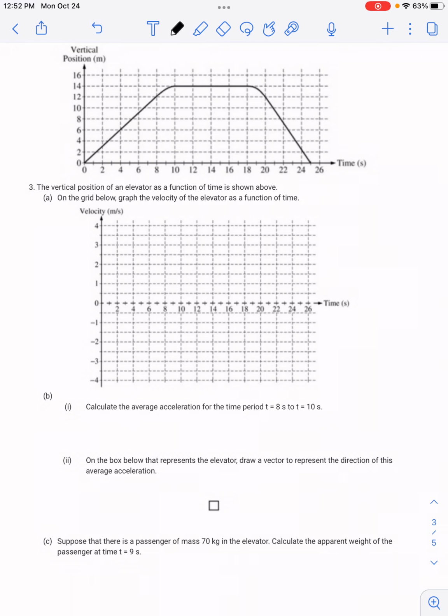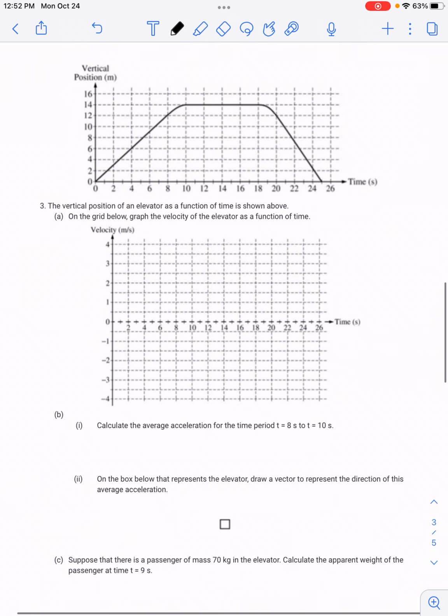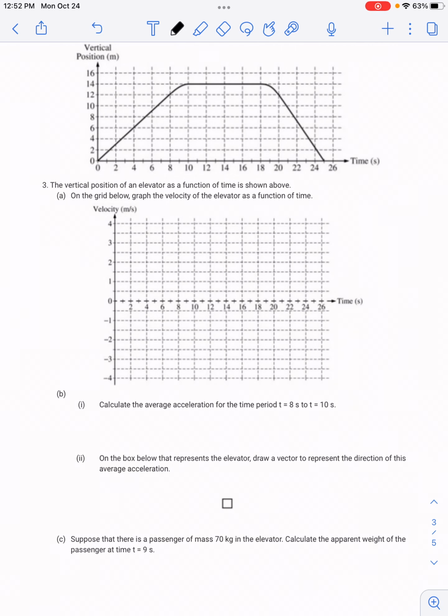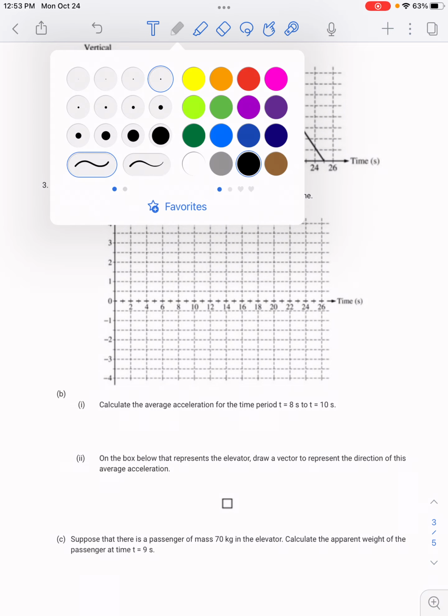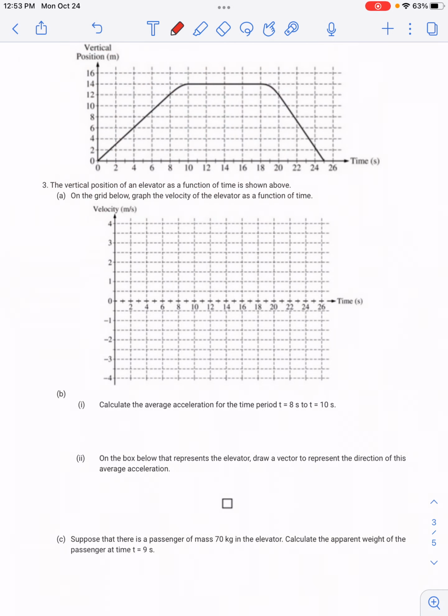All right, solving the third problem for the dynamics review. We're given a graph of vertical position for an elevator as a function of time. We want to graph the velocity as a function of time based on this position graph. What you should remember is that the slope of position is velocity.